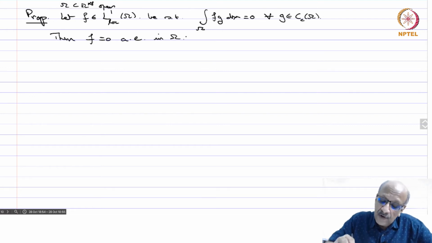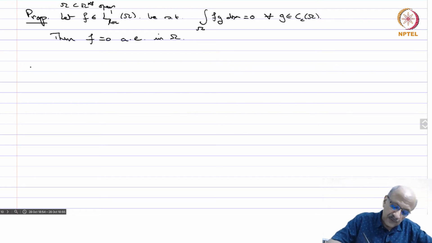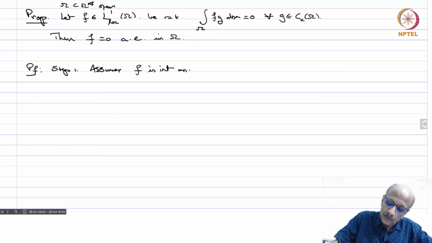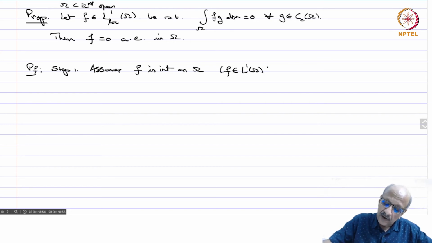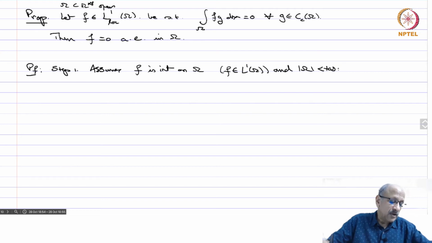So this is, if a function, when you multiply it by any C infinity function, that is, a continuous function with compact support, and integrate, and you get 0 as the integral, then the function in fact has to be 0. So we will prove this in a few steps. So step 1. You assume f is integrable on omega, that is, f belongs not to L^1_loc but to L^1 of omega. So that is, as I said, an example of a locally integrable function, and mod omega is finite. So let us assume both these properties.